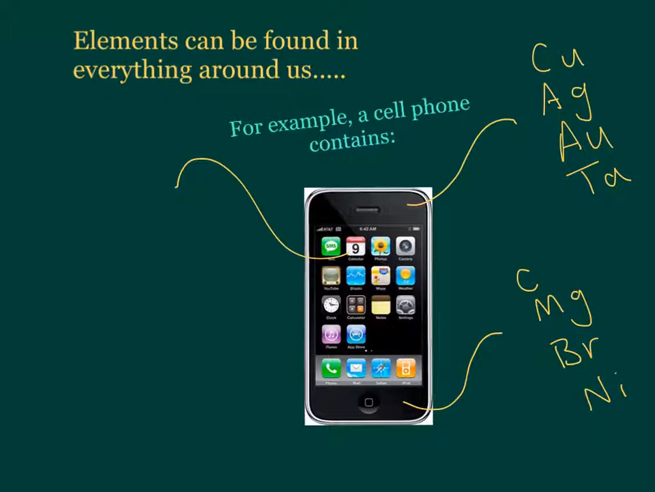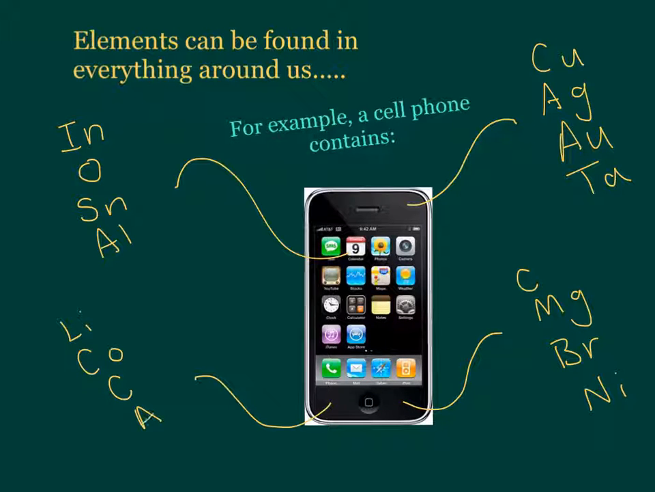The screen contains many elements that include indium, oxygen, tin, and aluminum. A battery of a cell phone contains lithium, cobalt, carbon, aluminum, and oxygen.